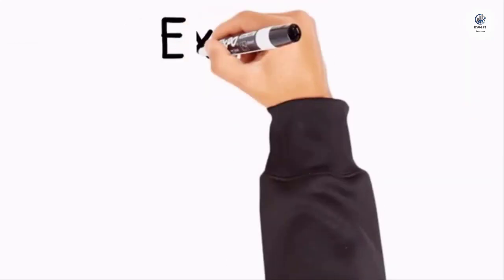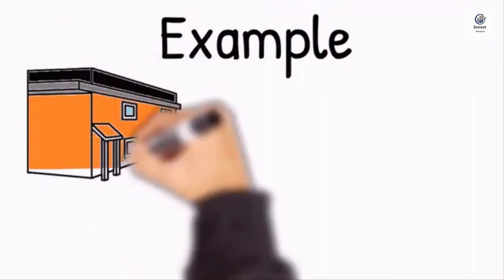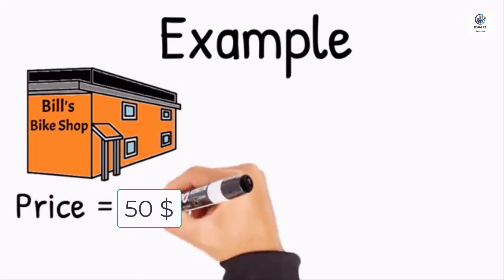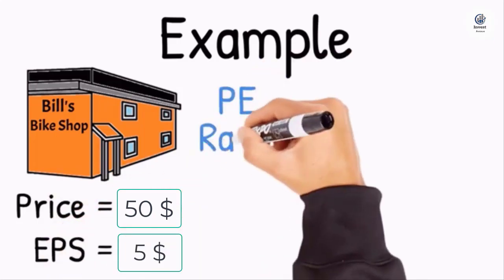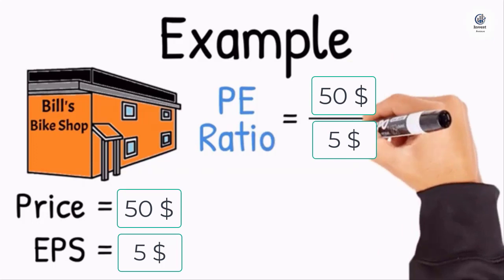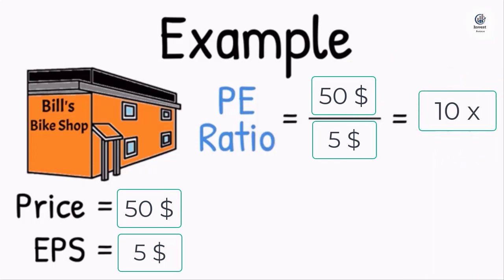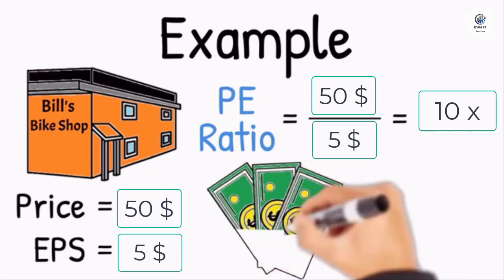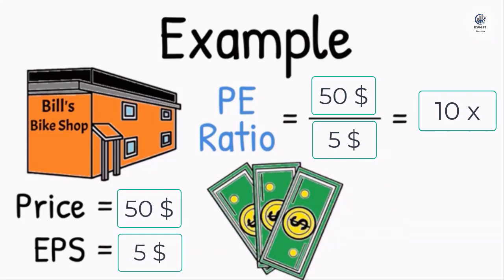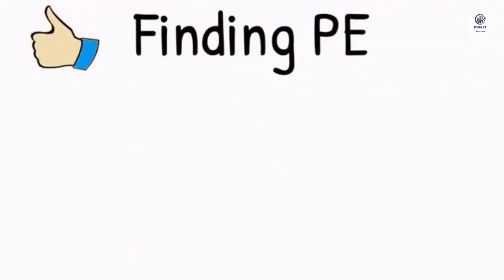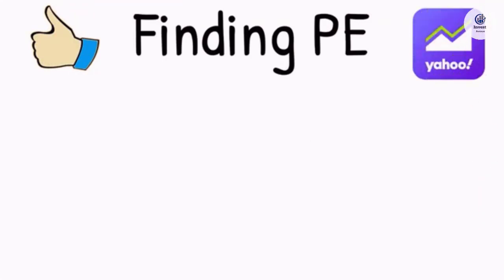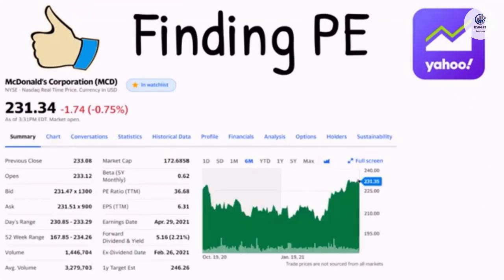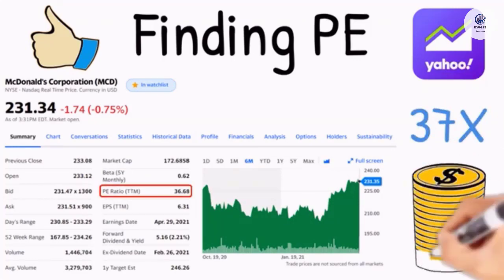Example. Suppose a company has a market price per share of $50 and an earnings per share of $5. The PE ratio for this company would be calculated as follows. PE ratio equals $50 / $5 equals 10. This means that investors are willing to pay $10 for each dollar of earnings generated by the company. A high PE ratio may indicate that the market has high expectations for the company's future earnings growth, while a low PE ratio may indicate undervaluation or lack of growth prospects.